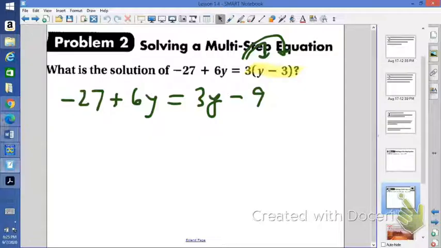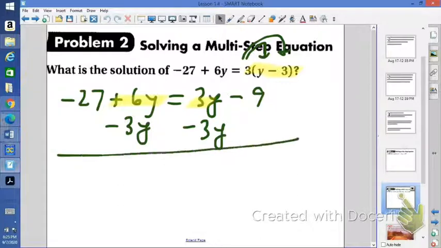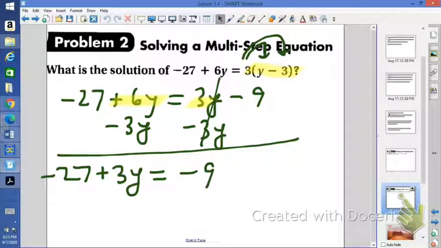Alright, so we have a positive 6y and a positive 3y. We're going to subtract the smaller one from the bigger because we want our variable to be positive. So we're going to subtract 3y from both sides. So we have negative 27 plus 3y equals negative 9. That cancels.